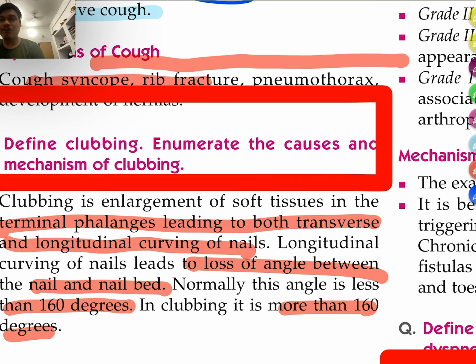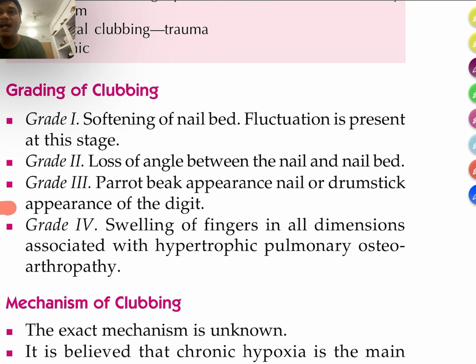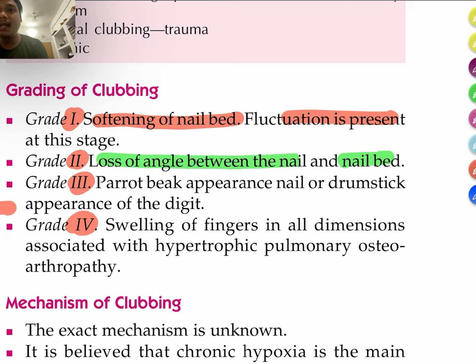If clubbing has occurred, then the angle will be lost. Grading is done into four stages, which is very important from the viva point of view. First is softening of the nail bed, and fluctuation is present in this stage. Second is loss of the angle between the nail and the nail bed, and next is the parrot-beak appearance of the nail as well as the drumstick appearance of the digit.